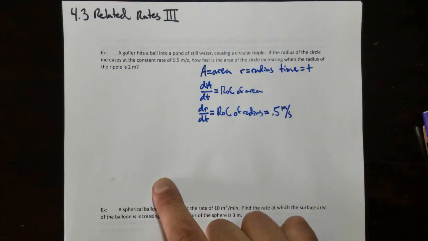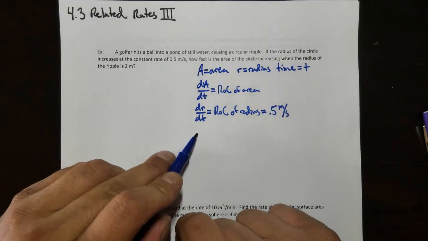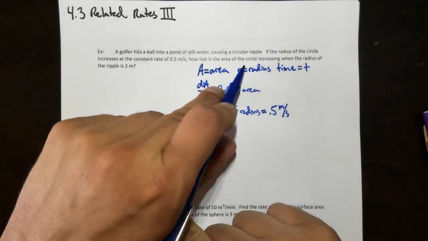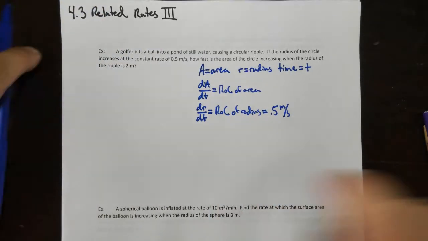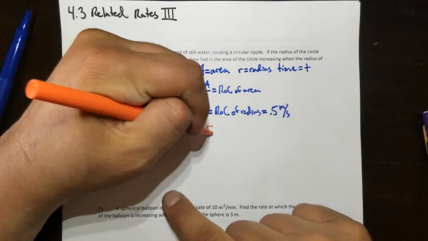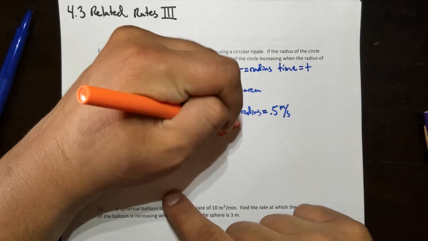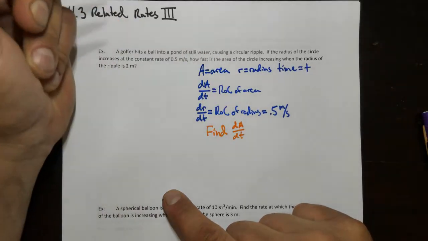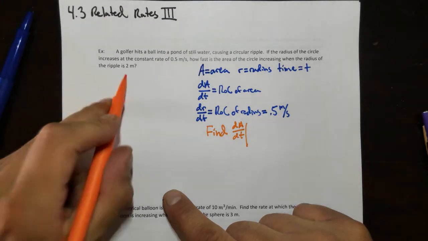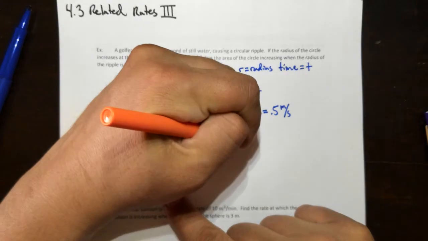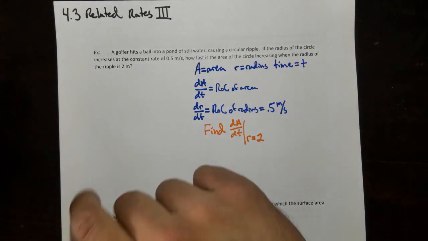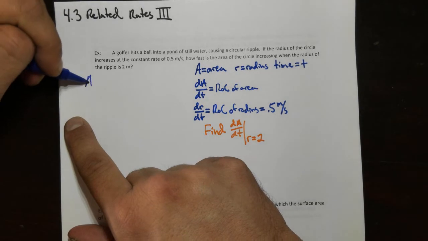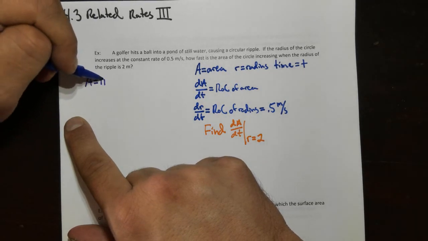Okay, what are we looking for? How fast is the area of the circle increasing? So we're looking for dA/dt when the radius is 2, when r is 2. Now let's think about what the area of a circle is. That's going to be A equals pi r squared.